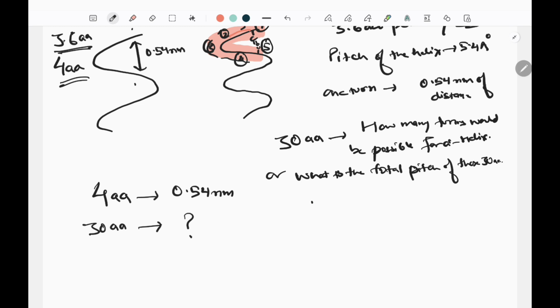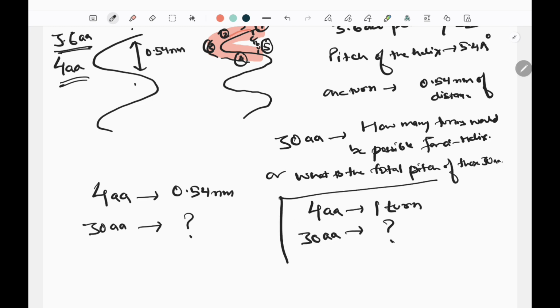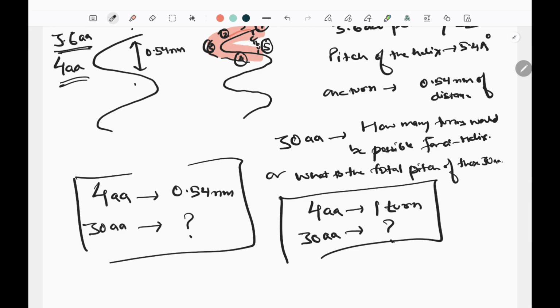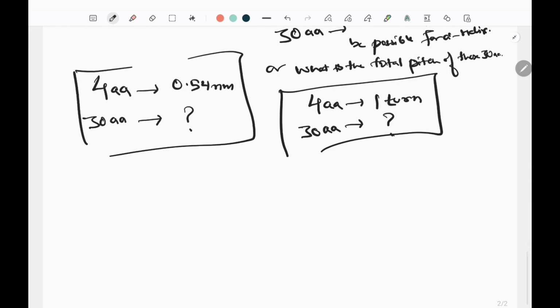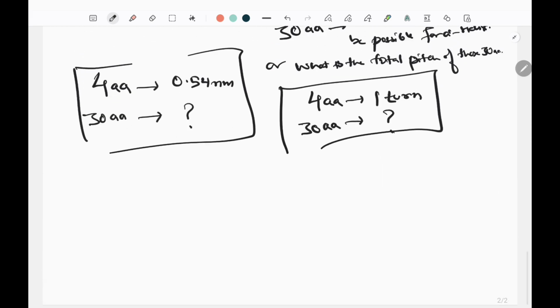And for 4 amino acids, it is taking one turn. So for 30 amino acids, how many turns will be possible? So this calculation you have to do and you have to comment, so that I know that you guys are really studying, right?